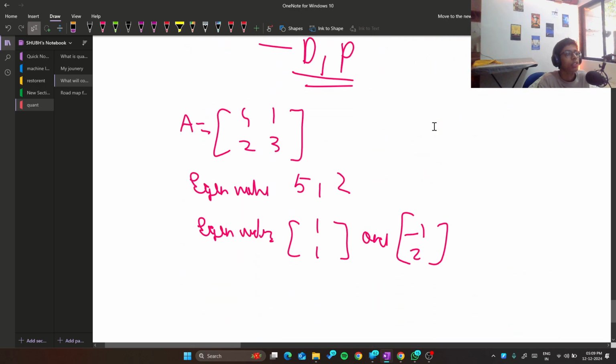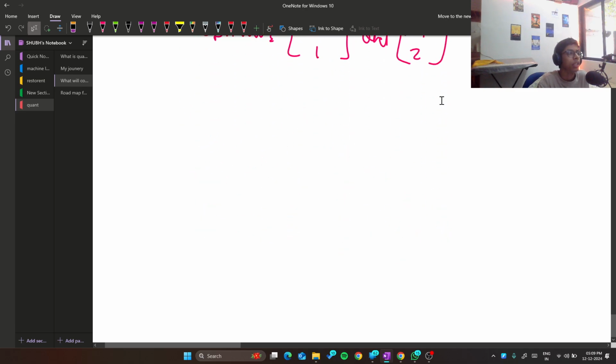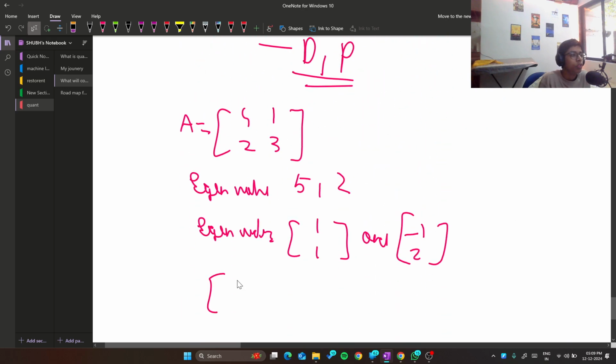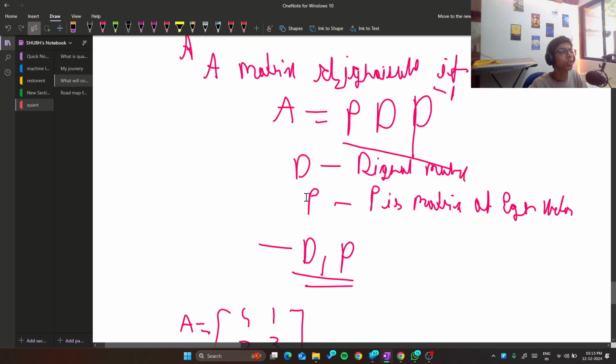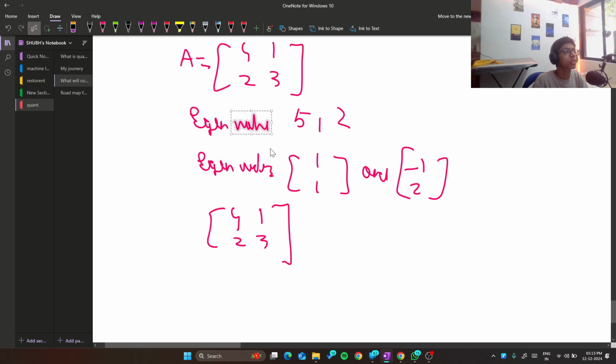So by the formula, you can find it. Let me write the formula. A is 4 2 1 3, like, let me write that. Yeah, 4. And let me define our P matrix. Our P matrix, I have computed that, so let me show it.